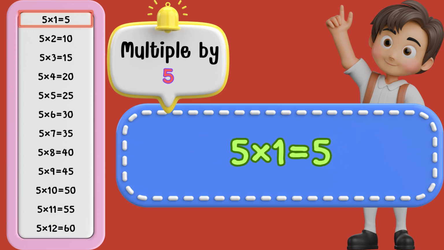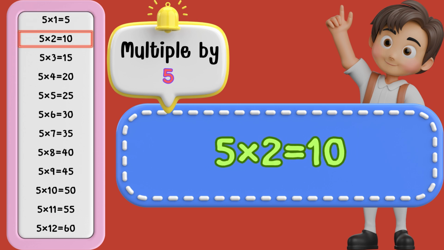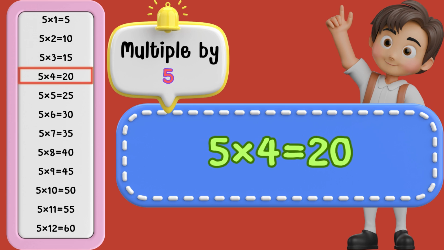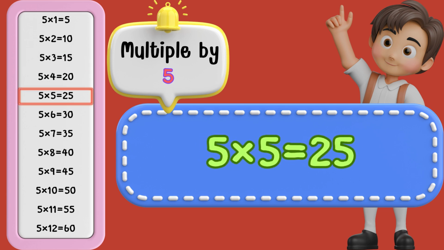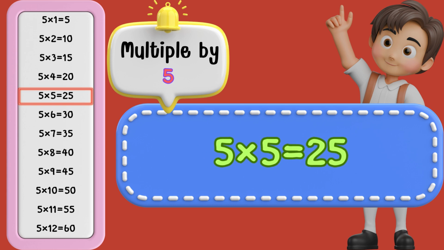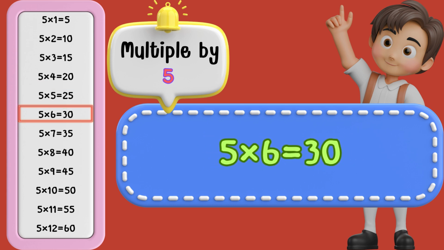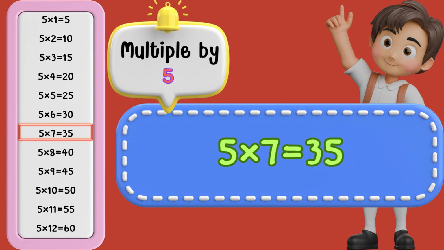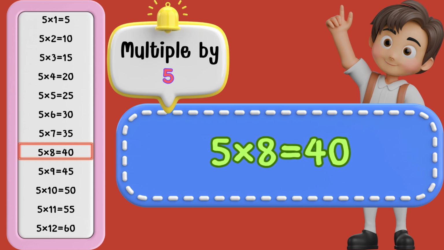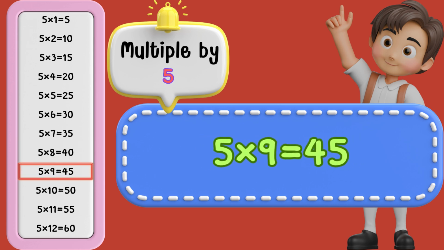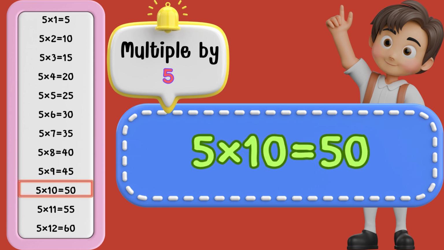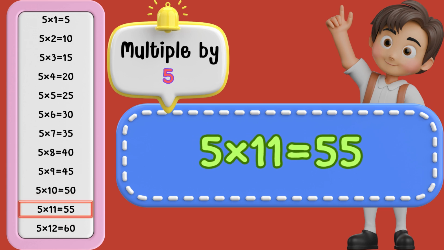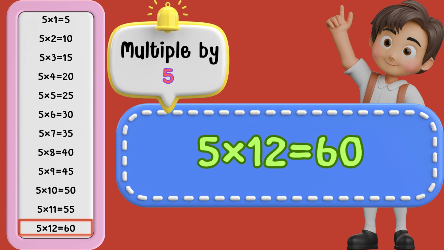5 times 1 is 5. 5 times 2 is 10. 5 times 3 is 15. 5 times 4 is 20. 5 times 5 is 25. 5 times 6 is 30. 5 times 7 is 35. 5 times 8 is 40. 5 times 9 is 45. 5 times 10 is 50. 5 times 11 is 55. 5 times 12 is 60.